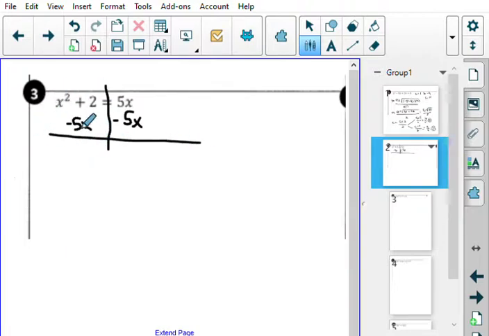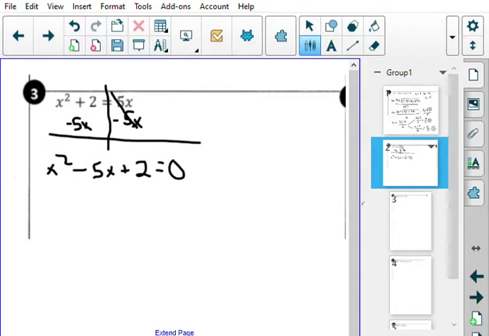I can't combine the x's because this is an x squared and this is an x. So we have x squared minus a 5x, and then we have the positive 2. And these 5x's cancel out to leave us with a 0. So now we have our standard form of x squared minus 5x plus 2.